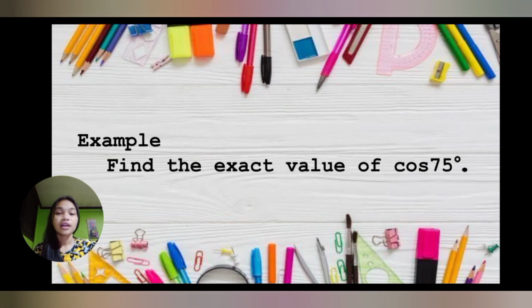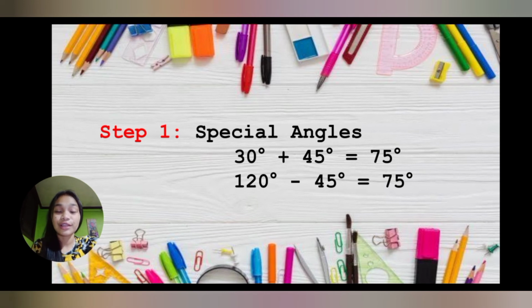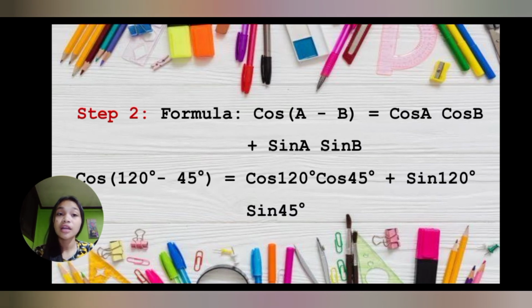So next we have find the exact value of cos 75 degree. It's already in degrees, so we don't need to convert. So step 1 is to find the special angles. Our 75 degree is not a special angle like 30, 45, 120. The special angles that can be used are 30 degree plus 45 degree equals 75 degree, and 120 degree minus 45 degree equals 75 degree. So our formula that can be used is cos A minus B equals cos A cos B plus sin A sin B. So let's distribute our numbers. Our A is 120 degree and our B is 45 degree.